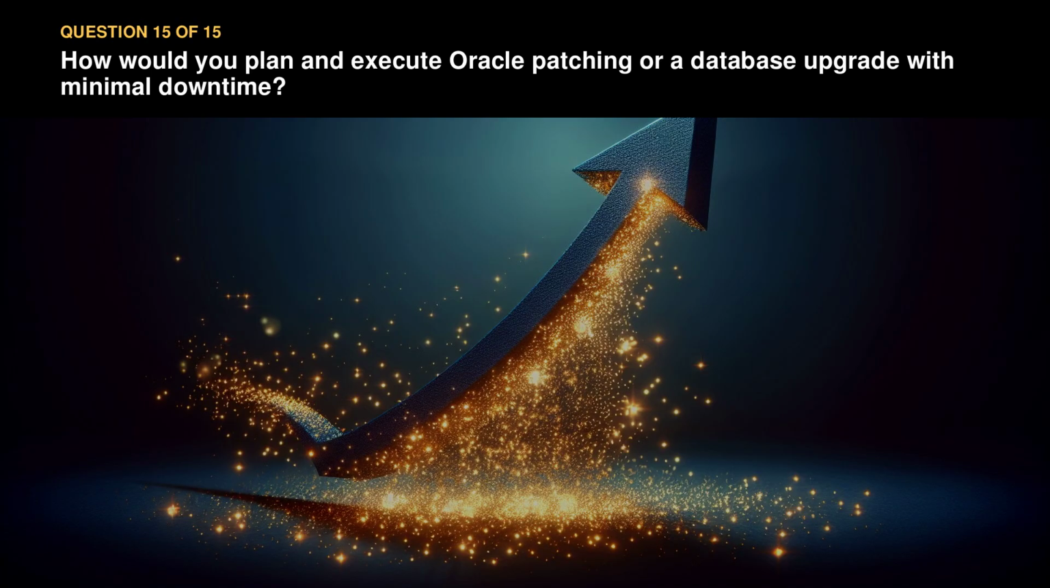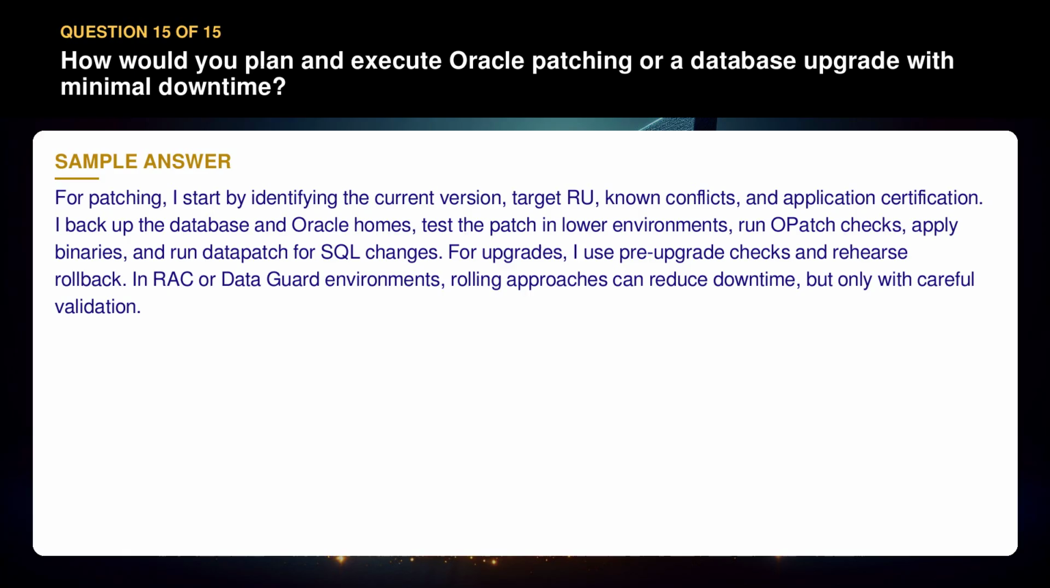Question 15. How would you plan and execute Oracle patching or a database upgrade with minimal downtime? For patching, I start by identifying the current version, target RU, known conflicts, and application certification. I back up the database and Oracle homes, test the patch in lower environments, run OPatch checks, apply binaries, and run datapatch for SQL changes. For upgrades, I use pre-upgrade checks and rehearse rollback. In RAC or Data Guard environments, rolling approaches can reduce downtime, but only with careful validation.